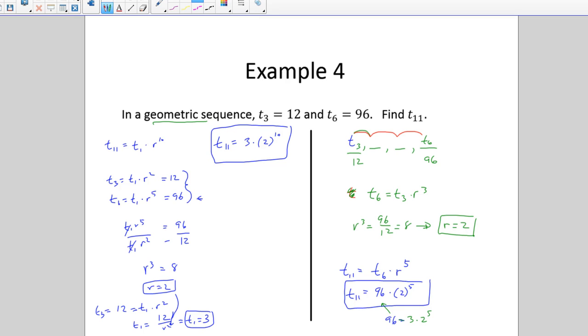So those are two different ways to think about it. Again, I don't want us to be beholden to just using straight formulas all the time, and to instead reason through how these sequences and series work.